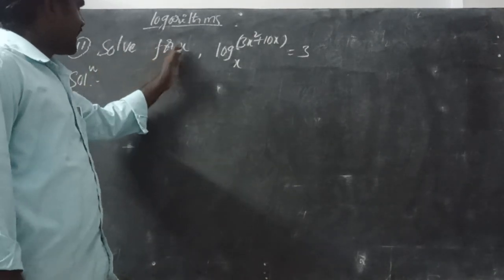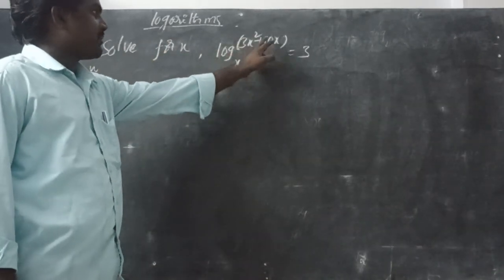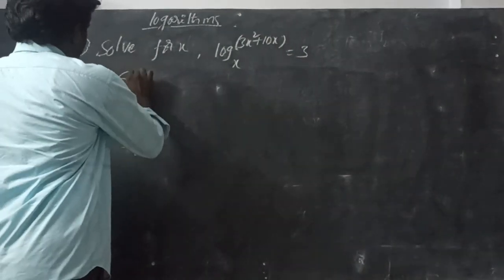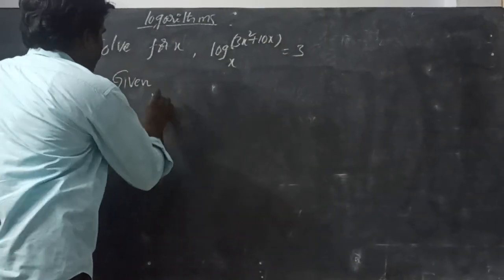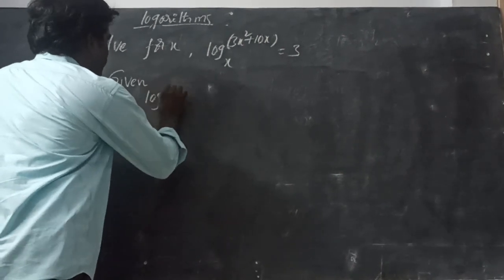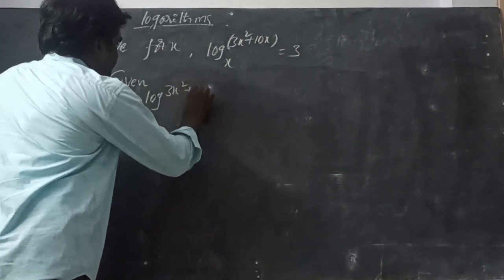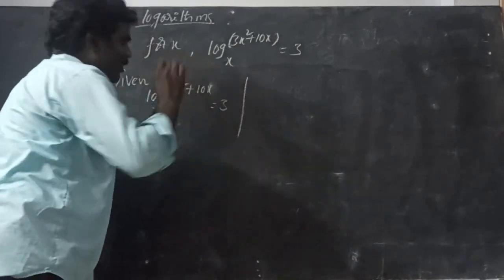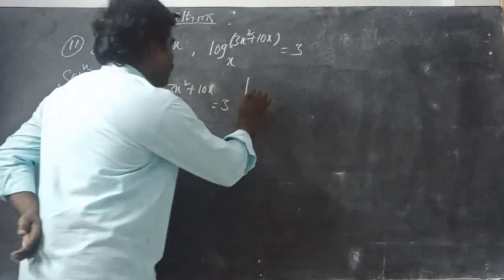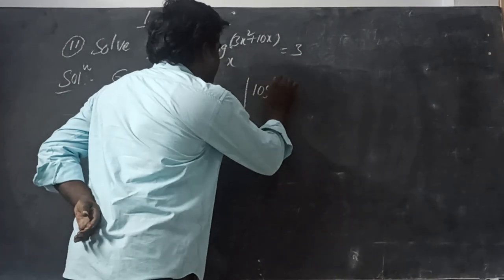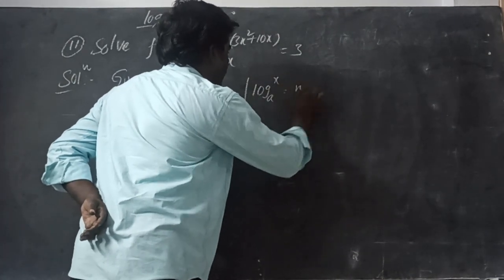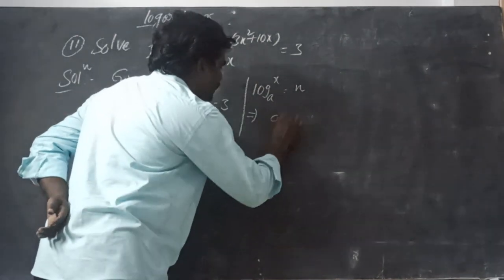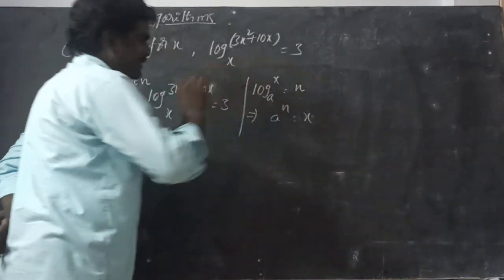Solve for x: log base x of (3x² + 10x) is equal to 3. So here, given log base x of 3x² + 10x is equal to 3, how can we do this? Log of x base a is equal to n. Write this in exponent form: a to the power n is equal to x.